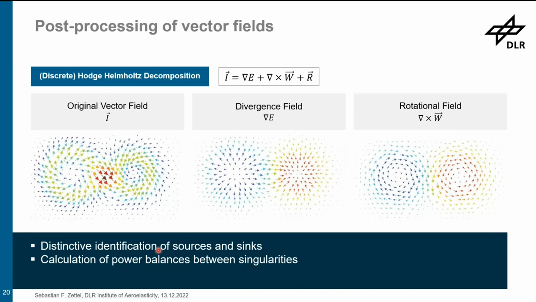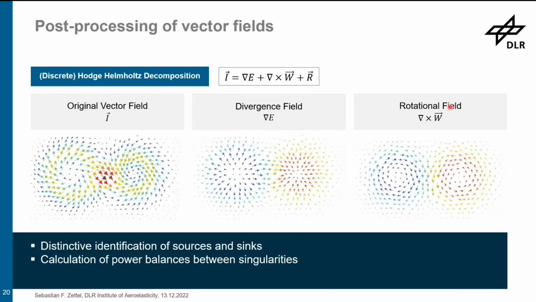And the divergence field will show you sinks and sources from your original vector field. It also better allows you to calculate detailed power balances between the singularities. So, for example, you could do a path integral around these two points and calculate how much power is flowing into your system and out of your system, and through the difference you can estimate how much power was dissipated throughout the structure between these two points.